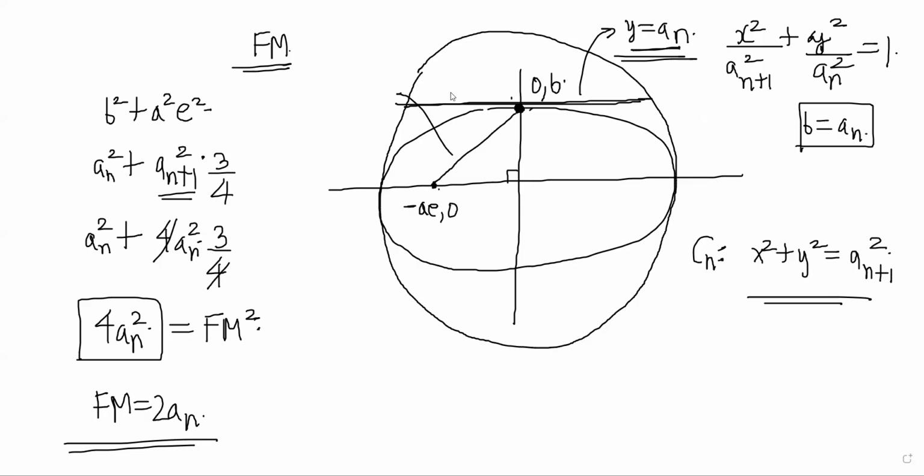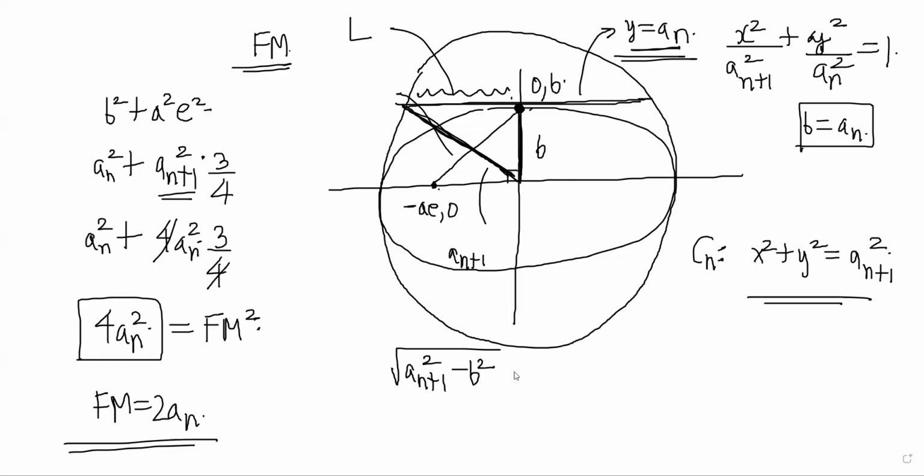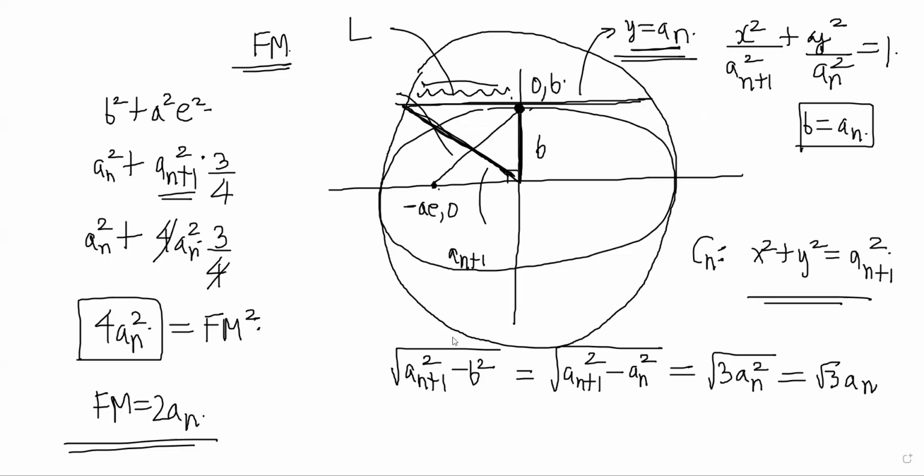And we want to find out the length of this chord in the big circle, right? So remember that that can be easily found because we know this distance is b and this is the radius of the circle. The radius of the circle is (A_{n+1}), right? So this distance by Pythagoras theorem is root over (A_{n+1}) square minus b square. But b was (A_n), so this is (A_{n+1}) square minus (A_n) square. And (A_{n+1}) square is 4 times (A_n) square. So this is root over 3 (A_n) square, right? So this is root 3 (A_n). But this is just half of the chord. So double of it would be 2 root 3 (A_n). So we are getting the length of the chord L as 2 root 3 (A_n), right?